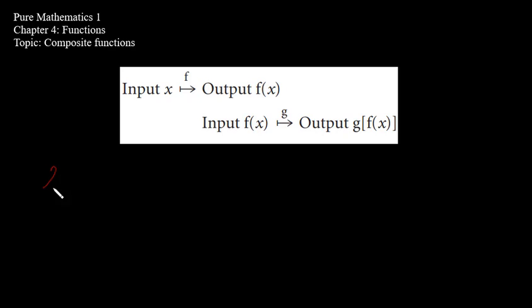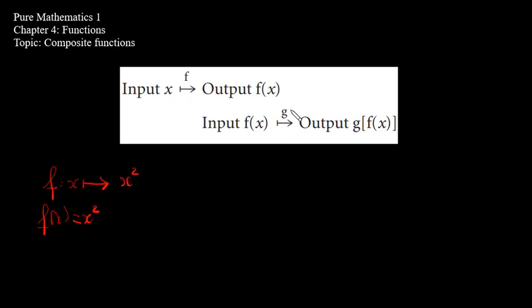First of all, I have a function f, where x maps to x squared, let's say. My input will be x, and this function f gives my output, which is f(x). In this case, f(x) equals x squared. Then I take this x squared to be the input of the next function.